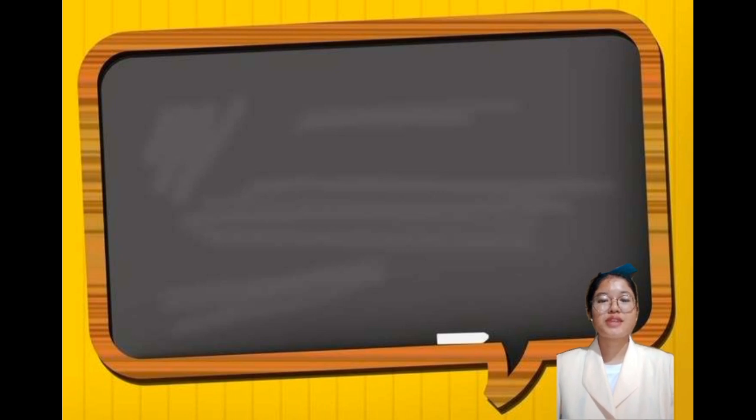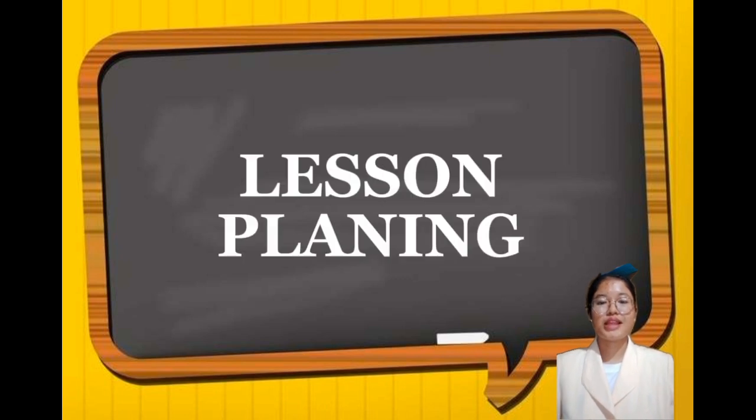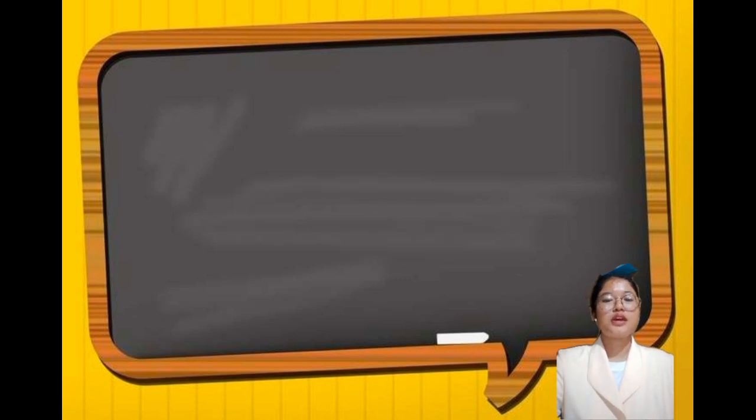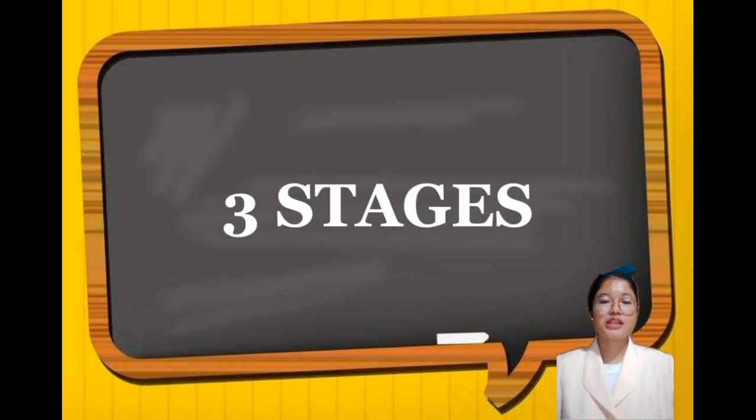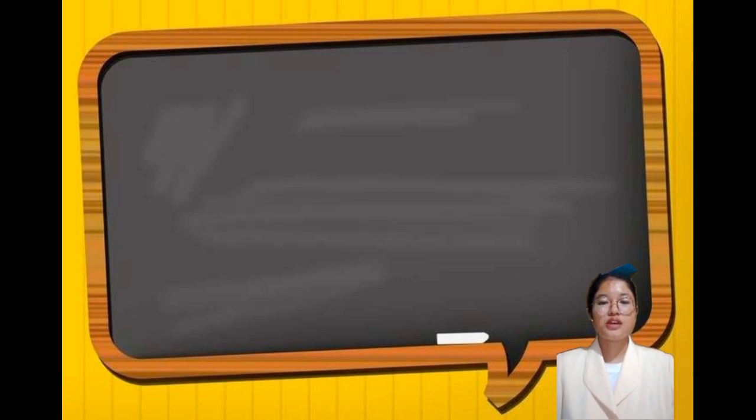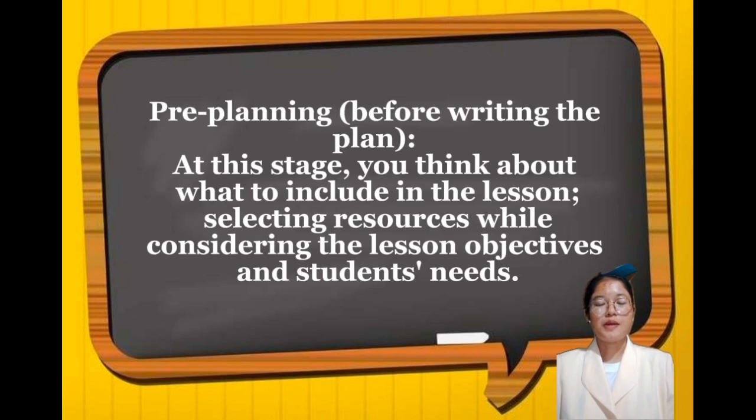Now that I'm done telling you what Ms. Caberte discussed, let's proceed with my own topic, which is all about lesson planning. Planning a lesson is a process that involves three stages. First, we have pre-planning, before writing the plan. At this stage, you think about what to include in the lesson, selecting resources while considering the lesson objectives and student needs.